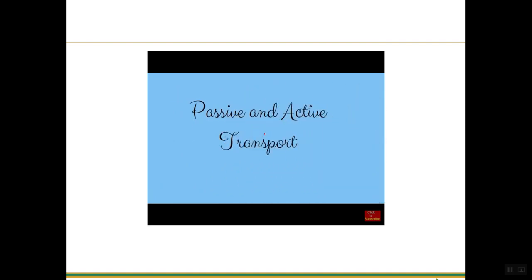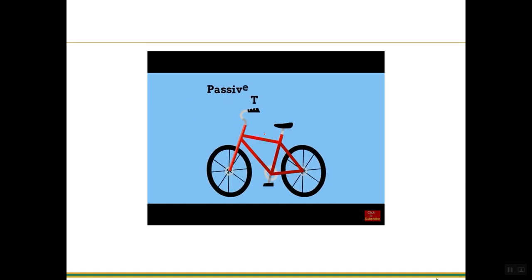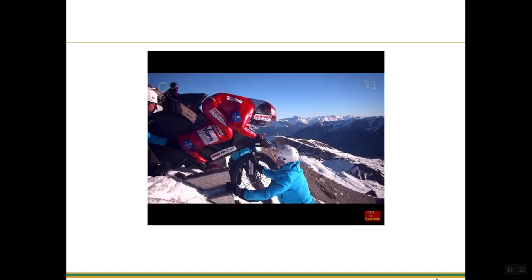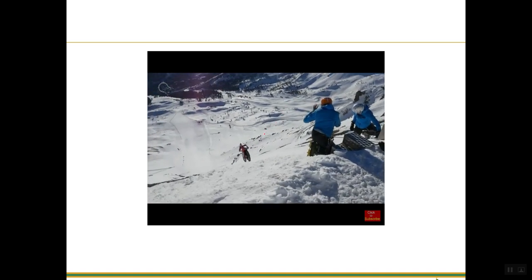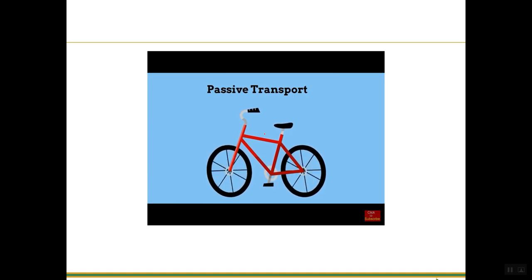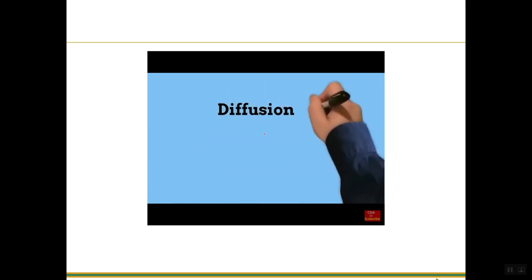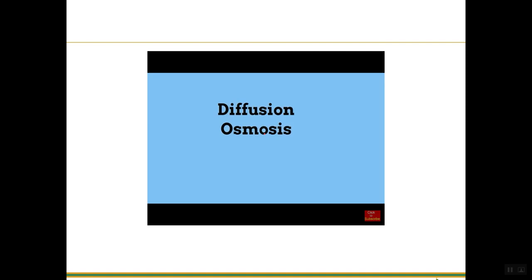Let's first focus on passive transport. Passive transport does not require energy to move objects into and out of the cell. Think of passive transport like riding a bike down a hill. You don't have to pedal, you just coast. There are two main types of passive transport: diffusion and osmosis.